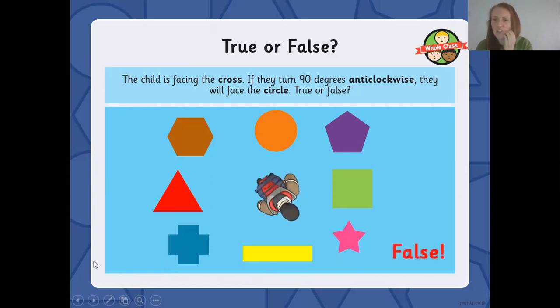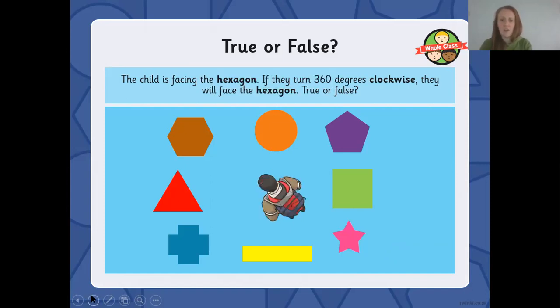Oh, it was false. I got it right that time. Thank goodness I read the question properly this time to make sure that I wasn't making a mistake. Remember, it's really important to read your instructions. We'll do one more, I think.